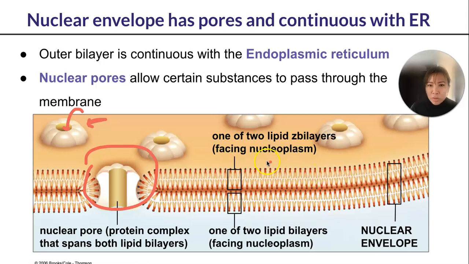Okay, so similar to the cell membrane, it is a lipid bilayer. You can see here is a lipid bilayer. We actually have two lipid bilayers. We have this one up here, and we also have this one right here. One side will be facing the nucleoplasm, whereas the other side will be facing the cytoplasm inside the cell. So this is our nuclear envelope.